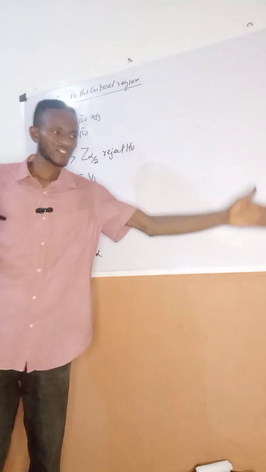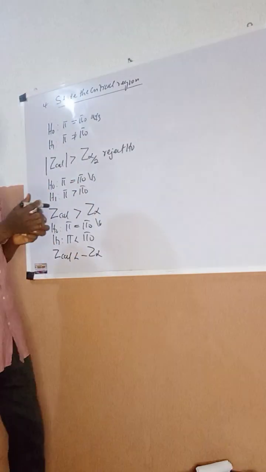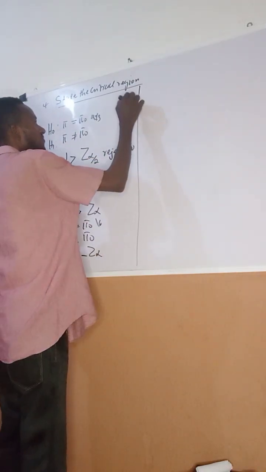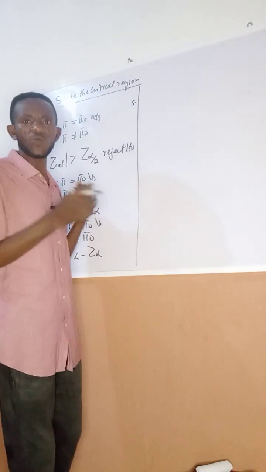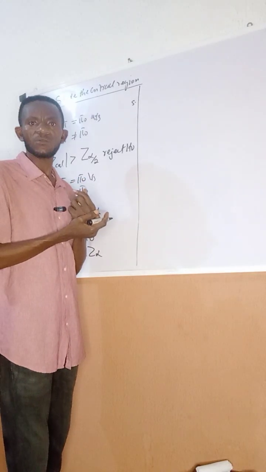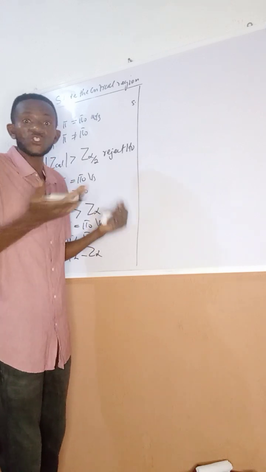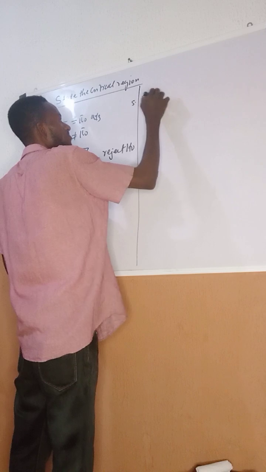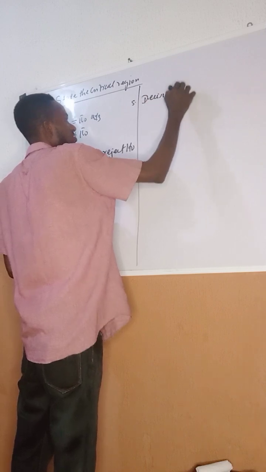So the next step we are going to consider is the fifth step, which is what we call make a decision and conclusion. Make a decision and conclusion.